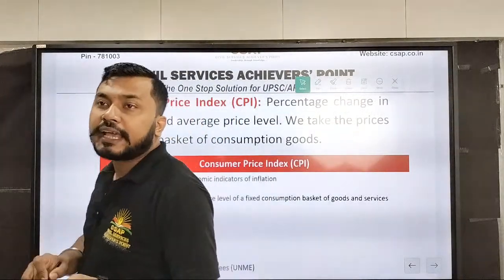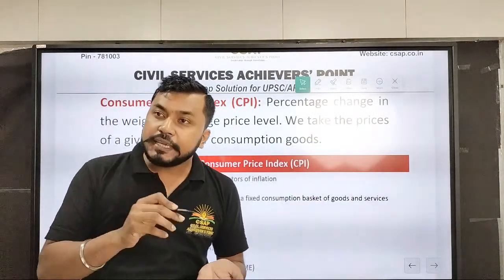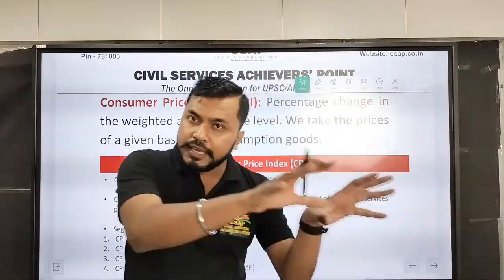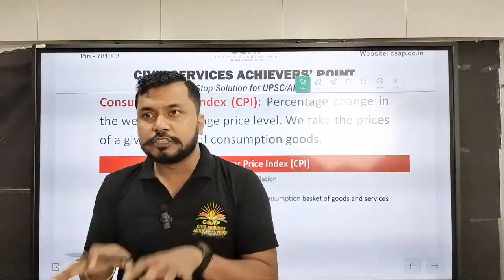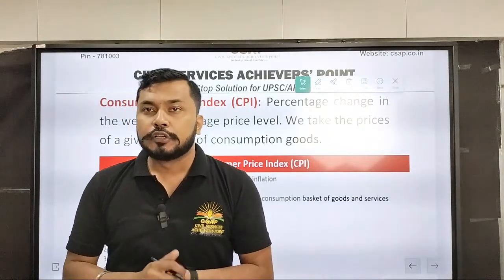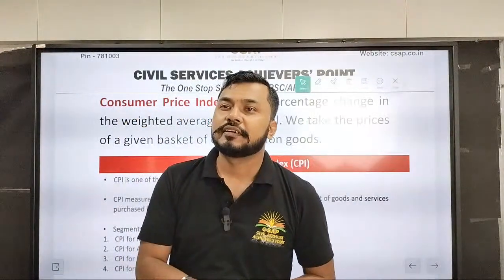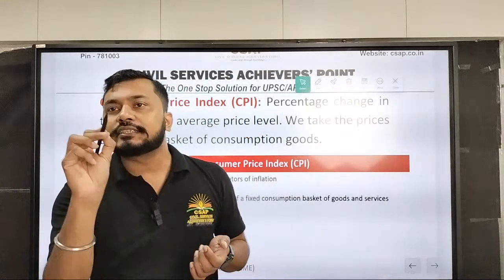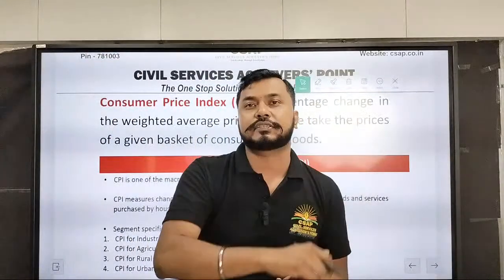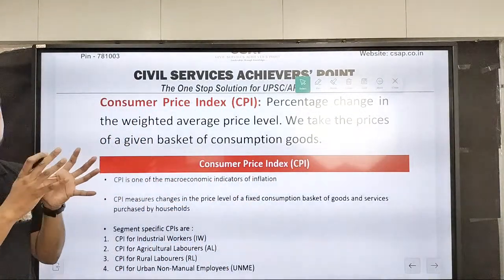So WPI tracks inflation at the producer level, the supply level. And CPI captures changes in price level at the consumer level. WPI is for the producer level, CPI is for the consumer level. It is written, consumer index, so it is the consumer level. WPI does not capture changes in the price of services, but CPI does. In WPI, more weightage is given to manufactured goods, but in the CPI, more weightage is given to food items. So that is the main criteria for distinguishing WPI and CPI.